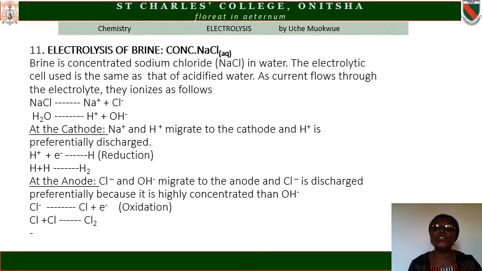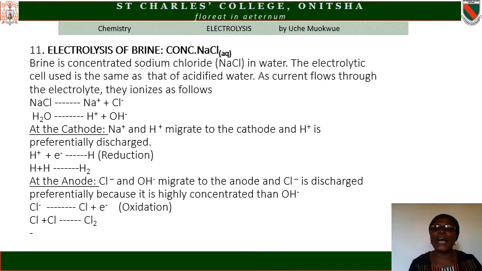As current flows through the electrolyte, it ionizes as follows. Sodium chloride ionizes into sodium ion and chloride ion. The water, which is the solvent, ionizes into hydrogen ion and hydroxide ion. At the cathode, sodium ion and hydrogen ion move to the cathode, where they compete on which of them is to be discharged.